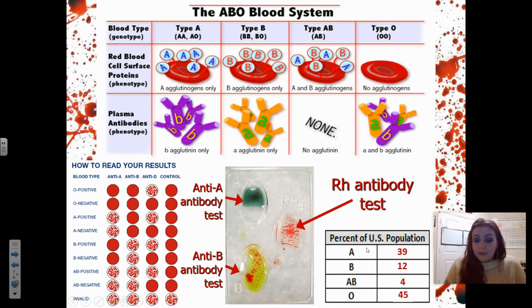Okay, here's your percent of population. So 39% of the population is type A, 12% of the population is type B, 4% of the population is AB, pretty rare, and then 45% of the population is type O. Now, that doesn't take into account the positives and the negatives. It's much less likely to be a negative blood type than it is positive. Most of us are positive. I think that's a future slide. But A and O are the most common in the United States. So if you're type B or type AB, it's pretty rare.